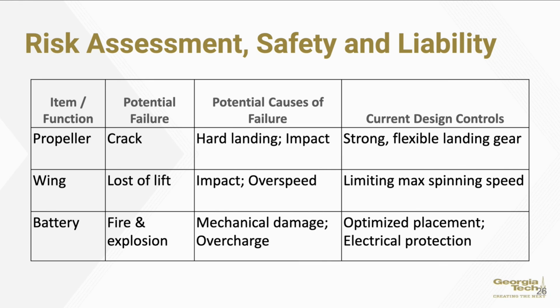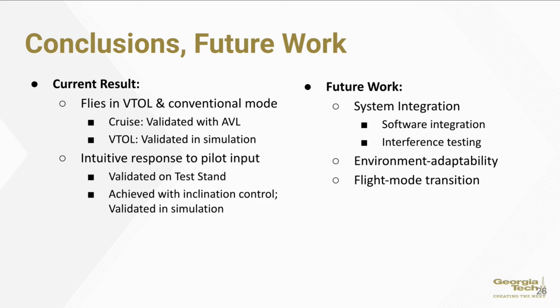The second one is the wing. It might break, losing lift and potentially causing overspeed and impact. It's an easier failure to detect compared to the propeller, and our solution is limiting the max spinning speed. The third one is the battery. Due to mechanical damage and overcharge, it might cause fire and explosion, which is the severest failure among all items. Our design controls for it are providing optimized placement and electrical protection, which is important in our system.